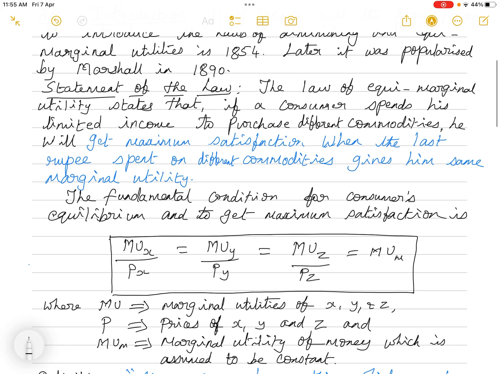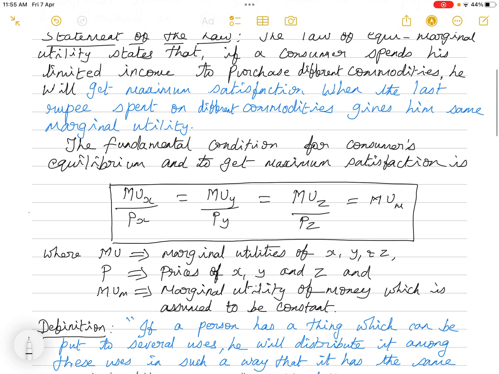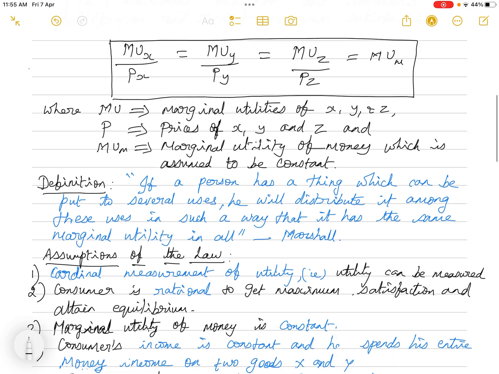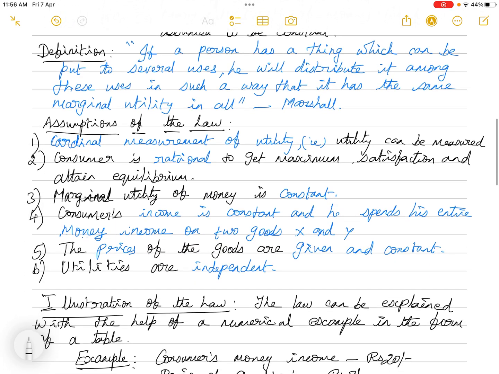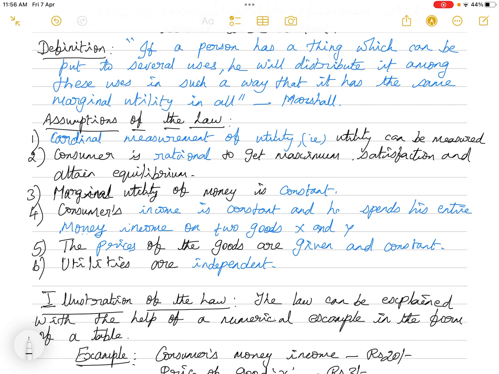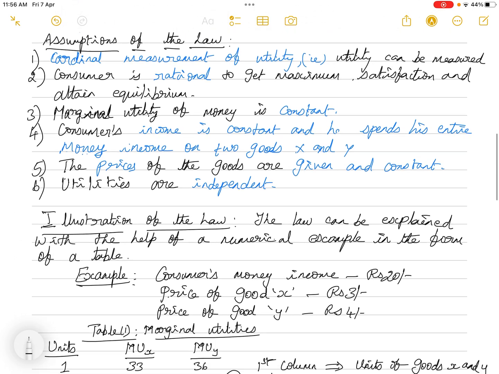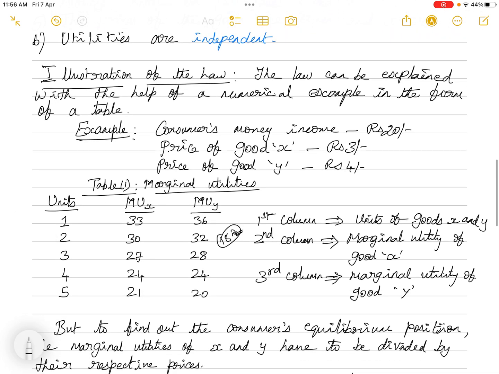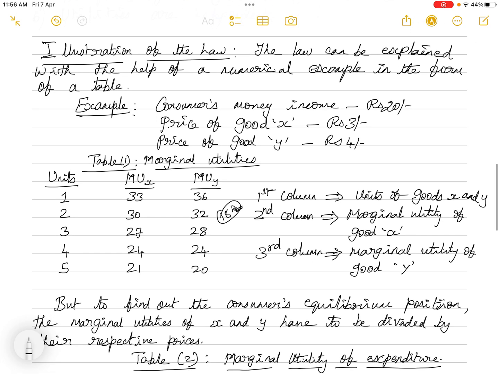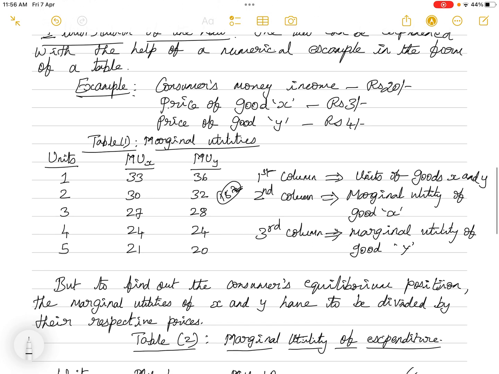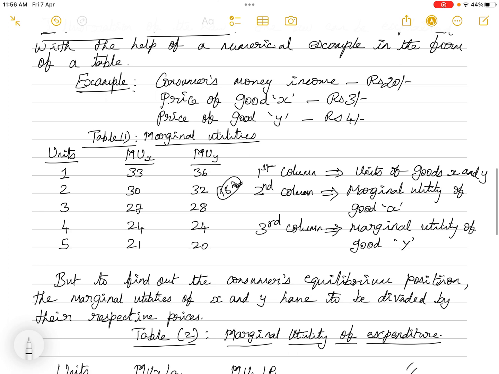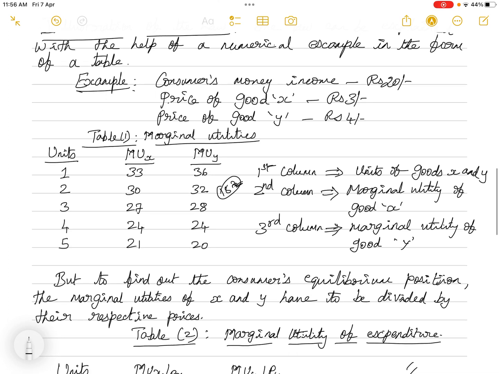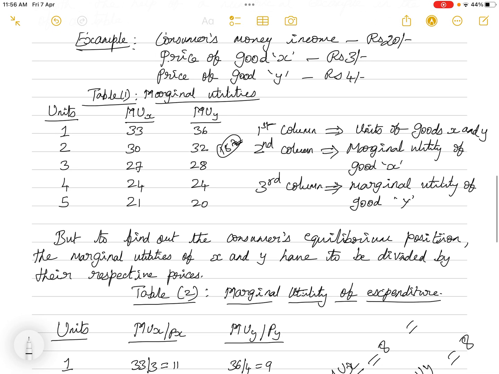So this is the format of the answer. Okay, as usual, introduction, statement of the law, and then as far as this answer is concerned, you have to highlight the formula also, and then the definition, assumptions of the law, because based on these assumptions the table is framed, then illustration of the law, taking the numerical example. Then you have 2 tables; in your syllabus there is no diagram.